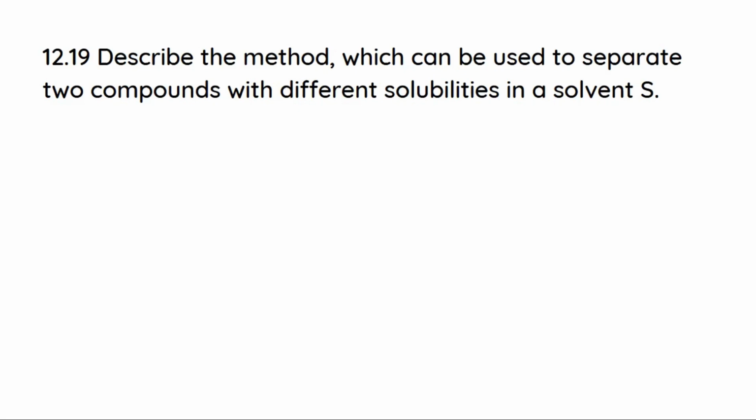So when we have two compounds with different solubilities in the particular solvent, we're heating it to form a hot saturated solution. When we cool it down, the one which is less soluble will separate out. We're separating it, and then we'll get the more soluble one, and then we'll separate it as well. This method is called fractional crystallization.